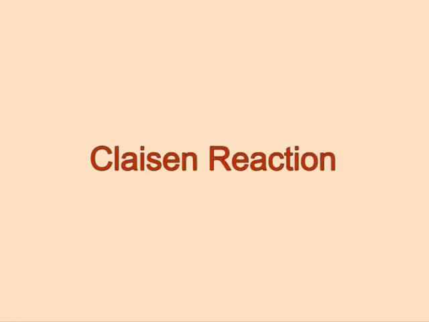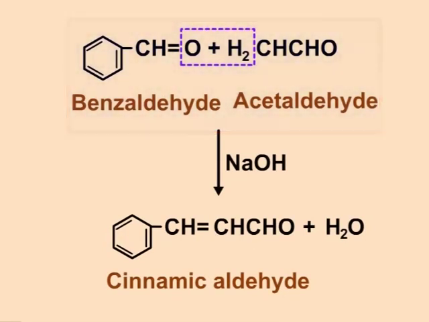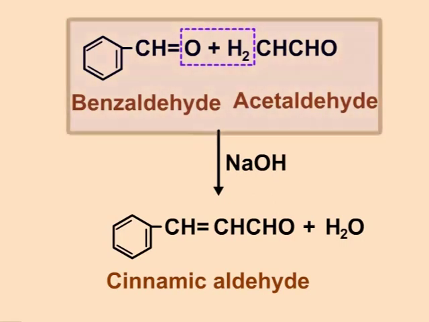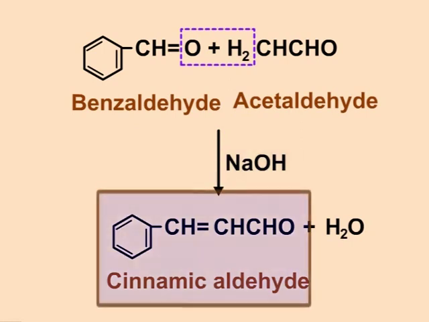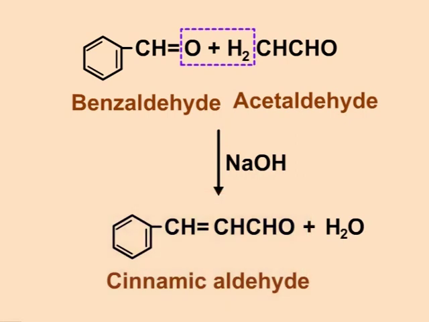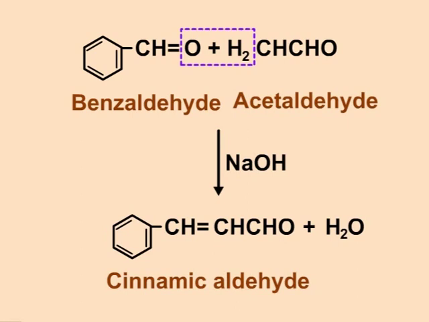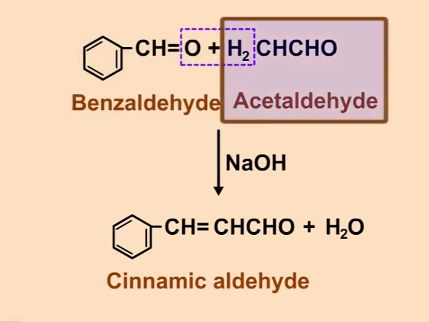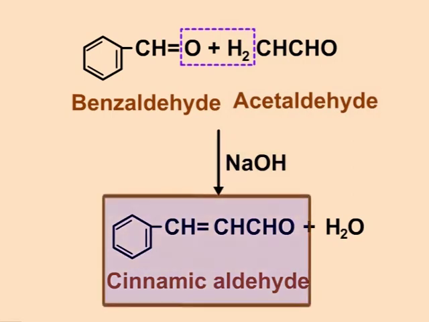We will now learn about Claisen reaction. It is a reaction between an aromatic aldehyde or ketone and an aliphatic aldehyde or ketone in the presence of dilute alkali to form an alpha-beta unsaturated compound. The reaction is also called Claisen-Schmidt reaction. The reaction on the screen shows that benzaldehyde reacts with acetaldehyde in the presence of sodium hydroxide to form cinnamaldehyde.